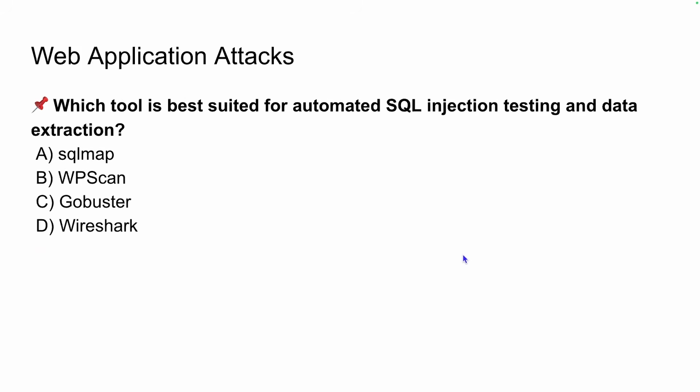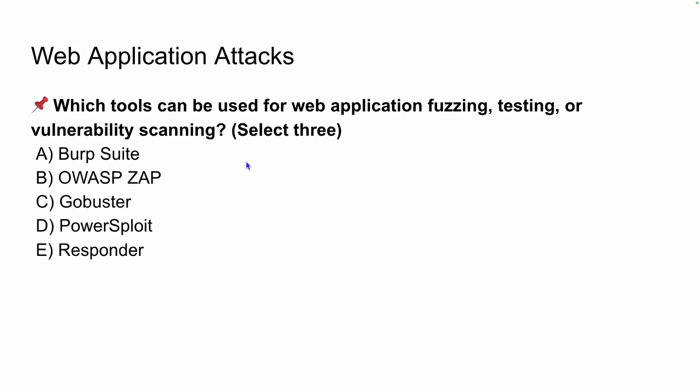Okay. Which tool is best suited for automated SQL? You should already know this. You shouldn't even have to go through the tools. It should be SQLmap. Automated SQL is SQLmap. WPScan is for WordPress. GoBuster is for enumeration of files and folders and subdomains. Wireshark is a network sniffer, and you can look at network traffic and analyze packets in depth, but has nothing to do with automated SQL injection. So SQLmap is the answer.